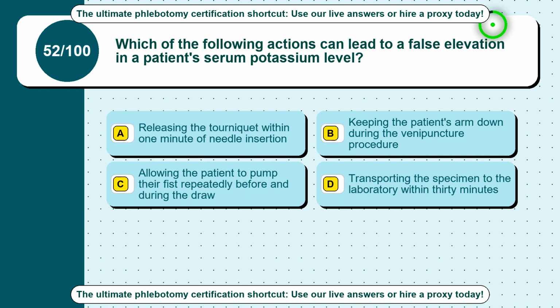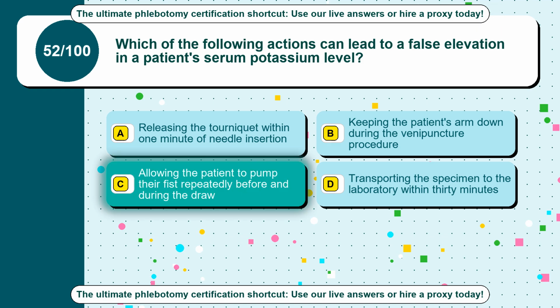Question 52. Which of the following actions can lead to a false elevation in a patient's serum potassium level? Option A, releasing the tourniquet within 1 minute of needle insertion. Option B, keeping the patient's arm down during the venipuncture procedure. Option C, allowing the patient to pump their fist repeatedly before and during the draw. Option D, transporting the specimen to the laboratory within 30 minutes.